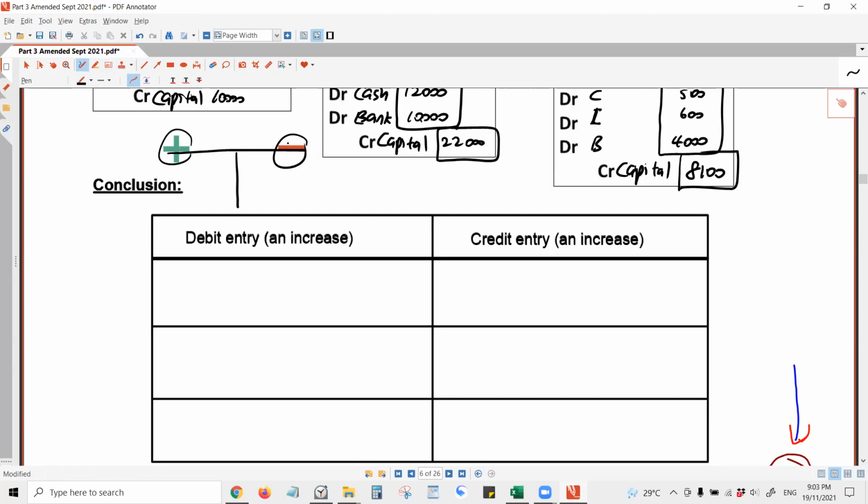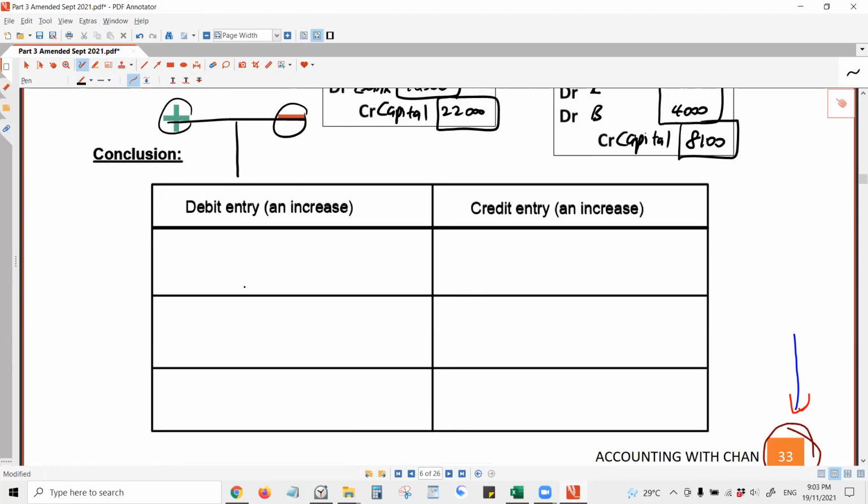Through this empty table, I'm going to let you know when would the plus be on the debit side, when would the plus and minus be on the other side, and so on. So here this table, you follow me. For the left column, debit entry means an increase. If you see these three things, debit entry to their accounts means an increase. On the other hand, credit entry means an increase for these three items, which I'm going to write together with you. Now let's write together, and then I give you some examples.